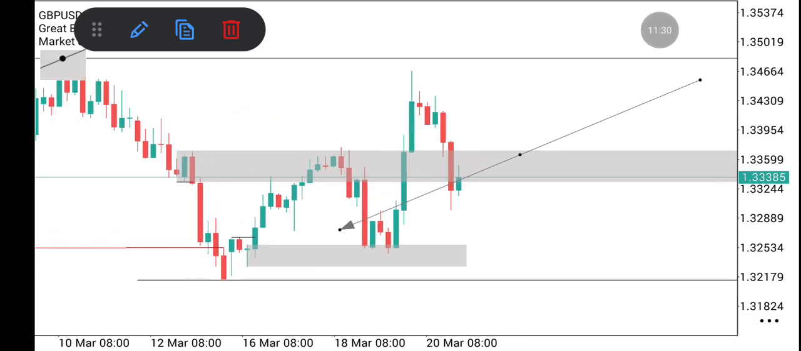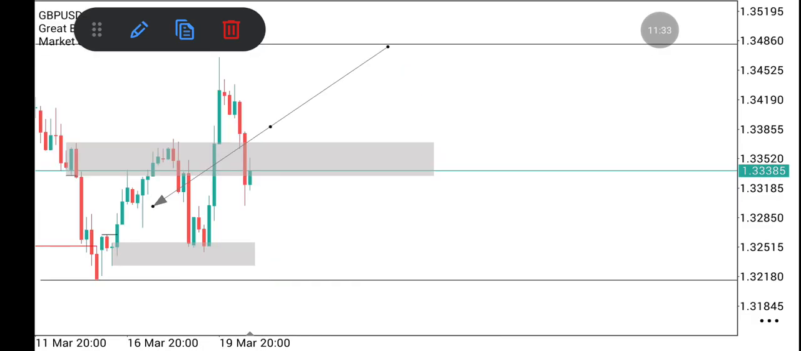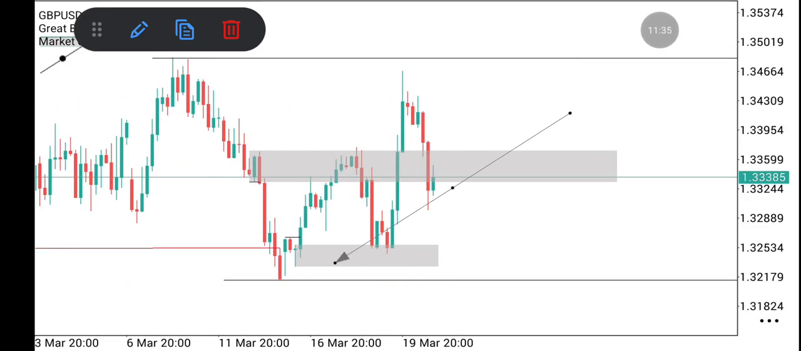Now, if you closely observe, at the low of the range, we had a level of demand. Now, the level of demand, there's a high tendency of price coming here to react. So, since this is against the trend of the market, we are not going to pay much attention to it. We are not going to buy from it.